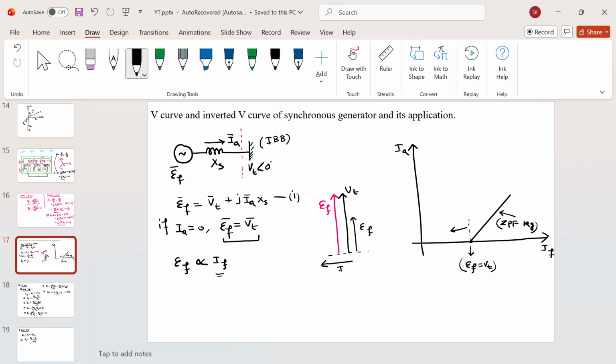So this will be your IA, such that if you get VT, and this will be your j IA XS vector, then if you add VT plus j IA XS, you will get this EF. So the moment you are decreasing the field current, your armature current will increase. In that case we will see how it will happen, but it is clear, right? If you decrease the IF, your EF will also decrease.